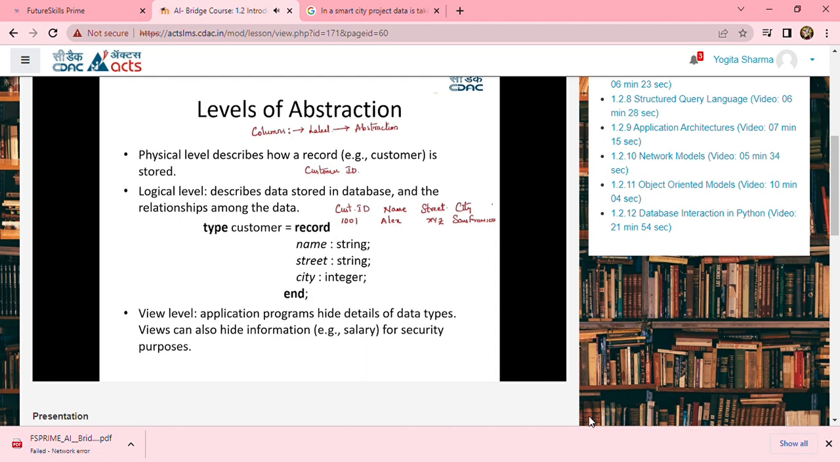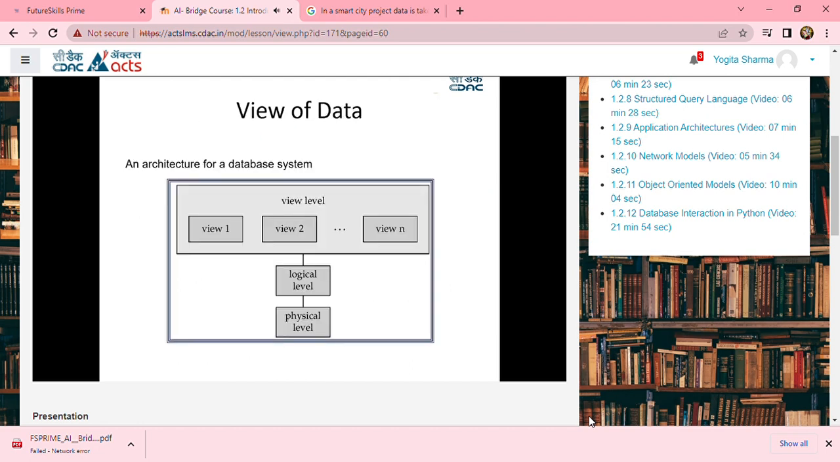For example, I might have captured the card details coming from a bank, so I wanted to hide these particular details. In such a case, we can look at the view level, mentioning what columns ought to be visible and what columns should not be visible. Right? So these are the three levels on which abstraction is based.